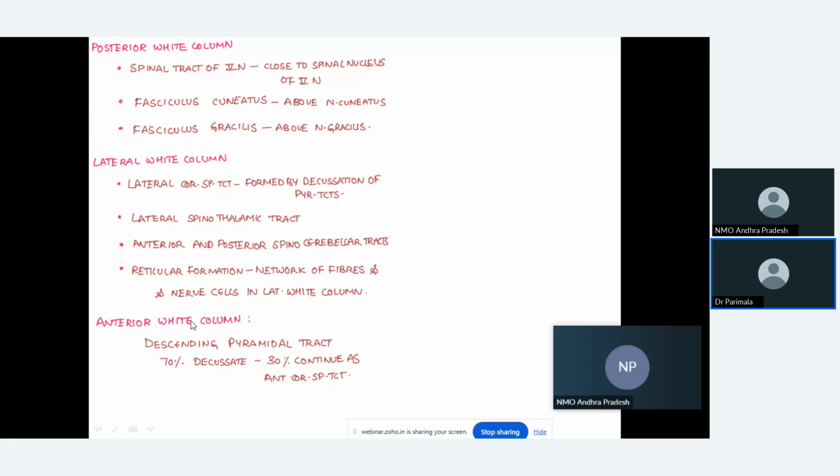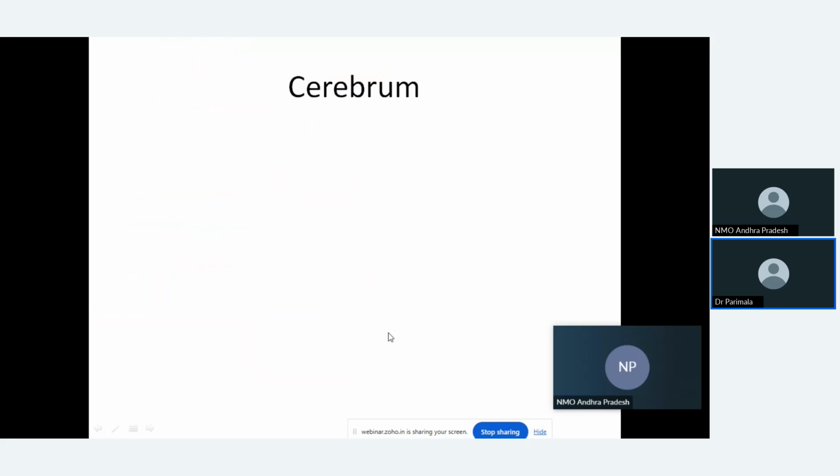Anterior white column, what do you see? Descending pyramidal tract fibers. After decussation, the 30% continue as anterior corticospinal tract. So this completes the section at the level of pyramidal decussation. Now, let us go into cerebrum. I'll have a 1 minute break and then we'll continue for cerebrum.